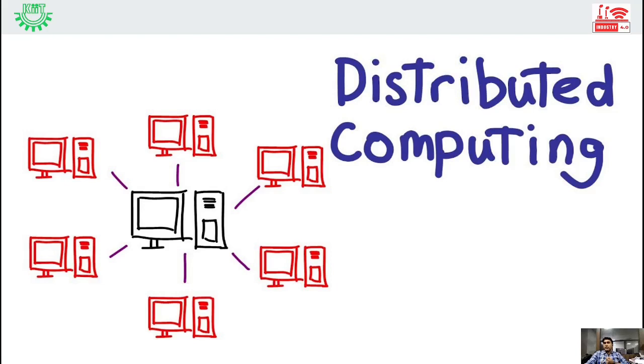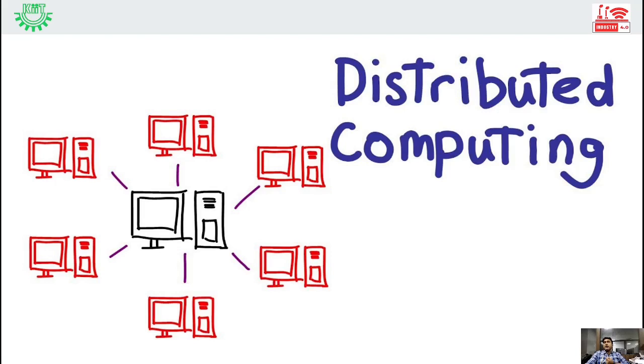A distributed computer system consists of multiple software components that are on multiple computers, but it runs as a single system. The computers in a distributed system can be physically close together and connected by a local area network, or they can be geographically distant and connected by a wide area network, but they have to be connected. Then only distributed computing is possible.